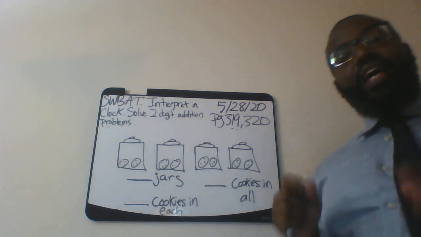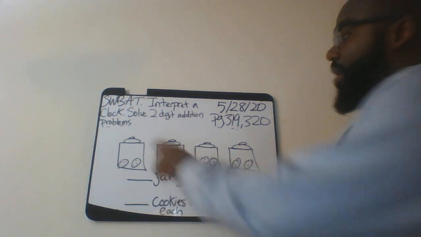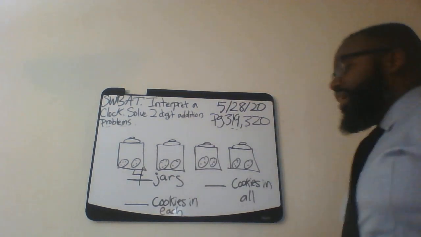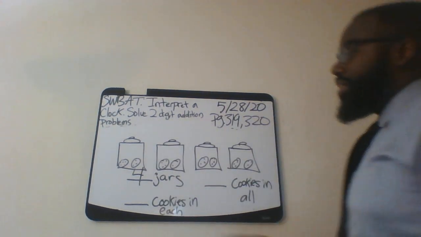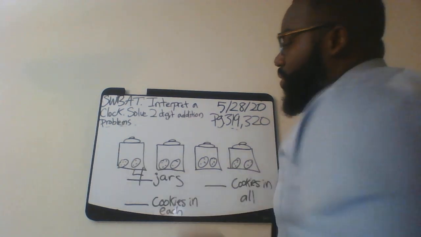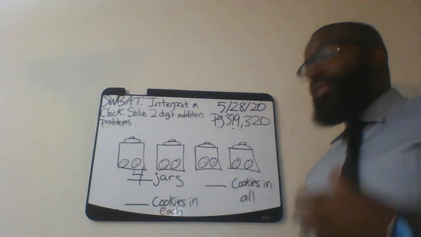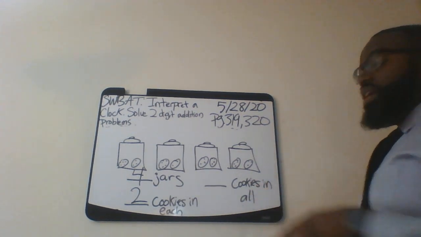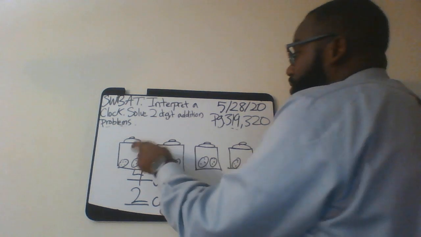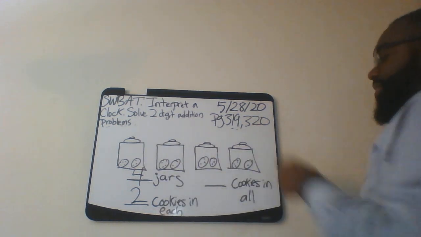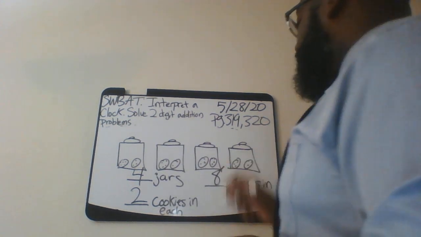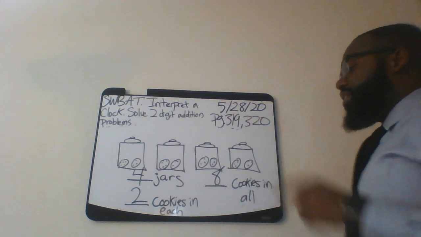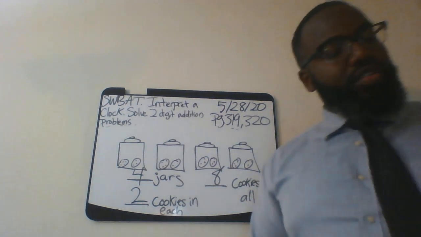Now it's asking us how many jars. So we have 1, 2, 3, 4. 4 jars. Now how many cookies are in each? Let's start off with the first one. 1, 2. Because it asked us to draw 2 in the beginning. So we write 2 right there. Now you're simply counting by 2 to figure out how many cookies in all. 2, 4, 6, 8. There are 8 cookies in all because there are 4 jars and 2 cookies in each. And you are counting by 2.